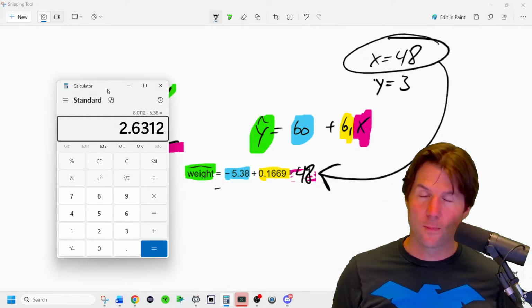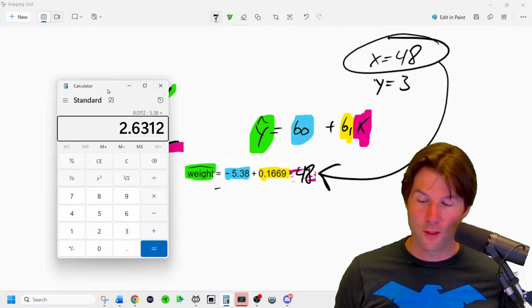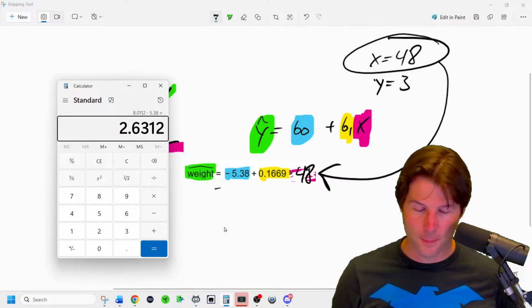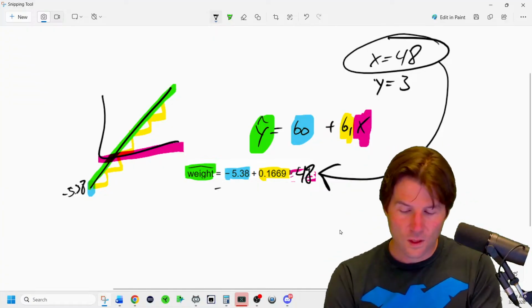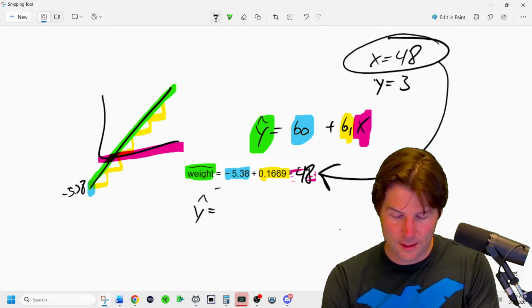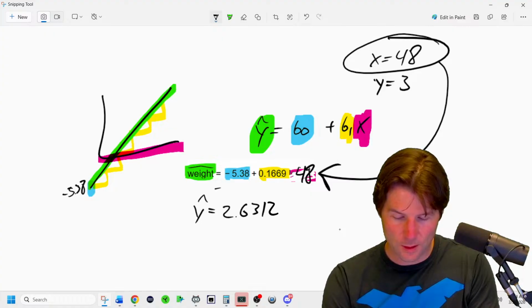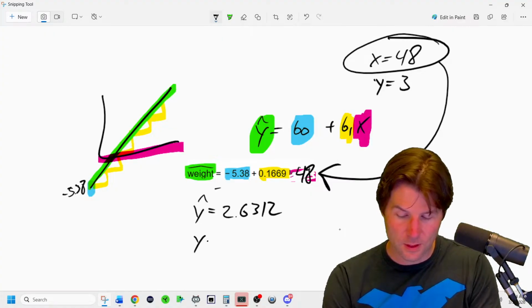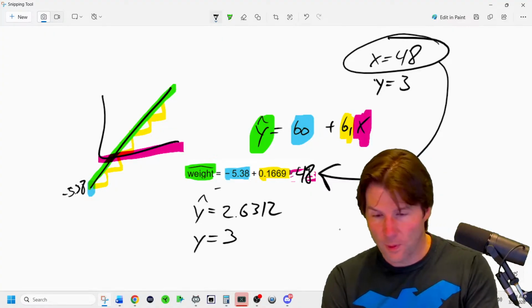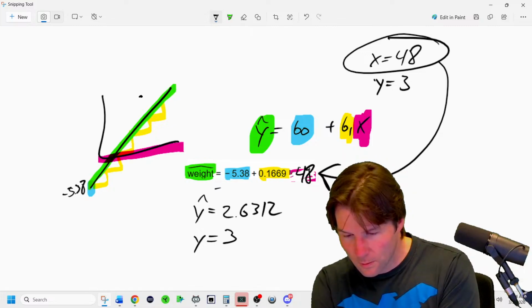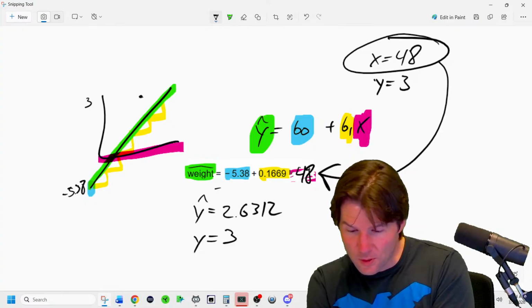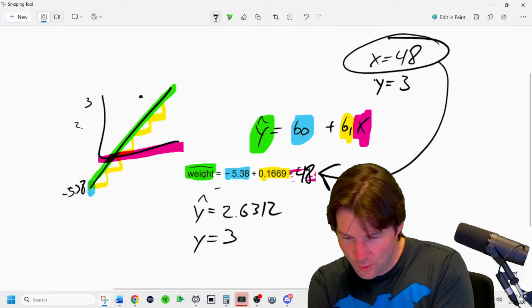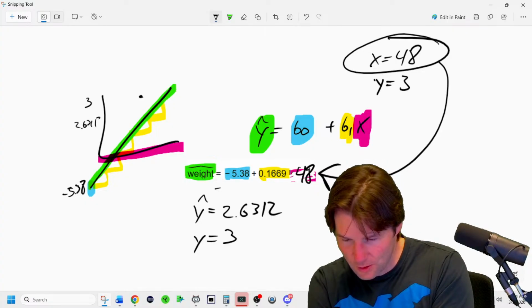And the residual is going to be 0.3788. Now, how did I know that? Well, this number, 2.6312, is y hat. Predicted weight is 2.6312. Y is going to be 3, which means the baby weighs 3. That's what it actually weighs. And its predicted, if you went here to 2.6312.